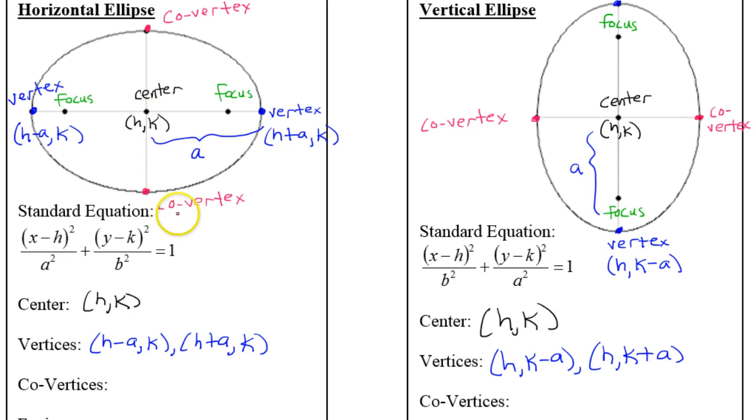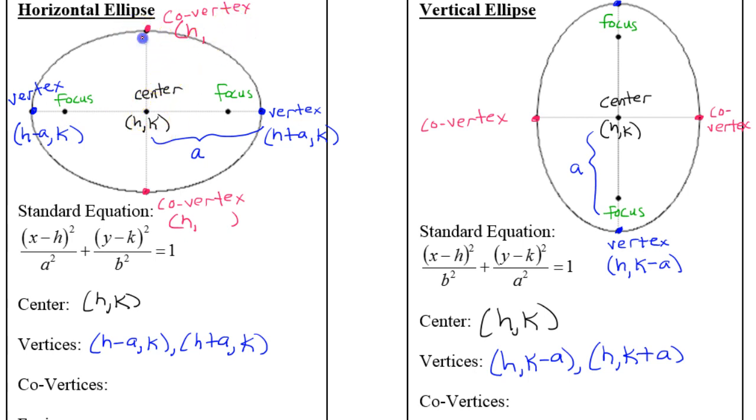Let's see, which coordinate should be the same as the center? Well, in this image, all three of these points have the same x coordinate, because they're all lined up on the same x value. So the h of the center should be the same x value for my co-vertices. They are all h to the left or right. The thing that's going to change will be the y coordinate.